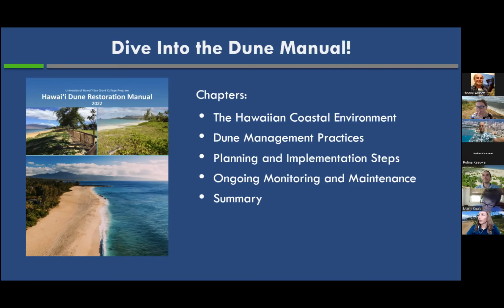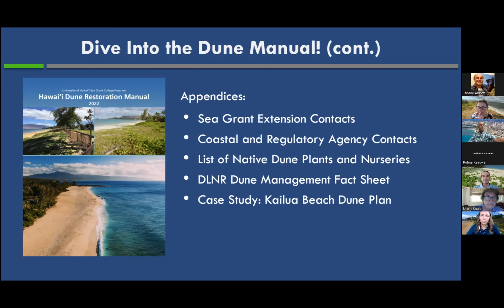And then finally, there's a chapter on ongoing monitoring and maintenance of a restoration site. There's also some useful information in the appendix. We've got the contacts of all the Sea Grant Extension folks. We've got the coastal and regulatory agency contacts. There's a real extensive list of native dune plants and nurseries for sourcing that plant material for each island. There's a Department of Land and Natural Resources dune management fact sheet, and a case study in the form of Kailua Beach Park Dune Restoration Plan.